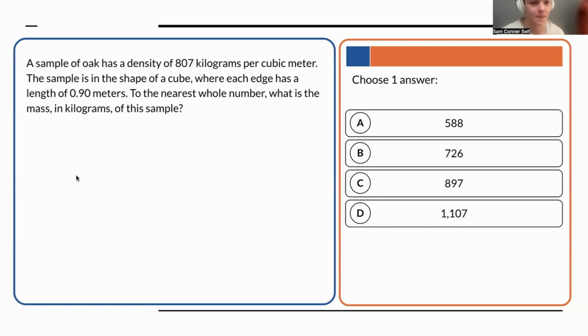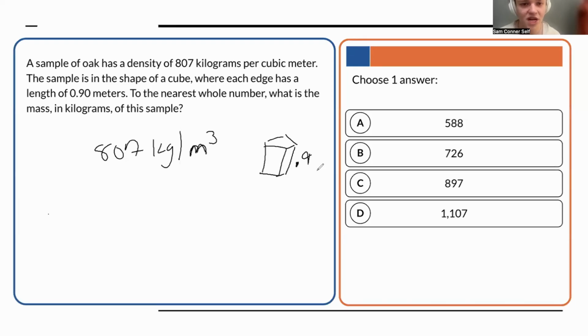So, let's do this out. He says 807 kilograms per cubic meter, which you write as meters cubed. And then the sample is in the shape of a cube where each edge has the length of 0.9 meters. To the nearest whole number, what is the mass in kilograms of this sample?